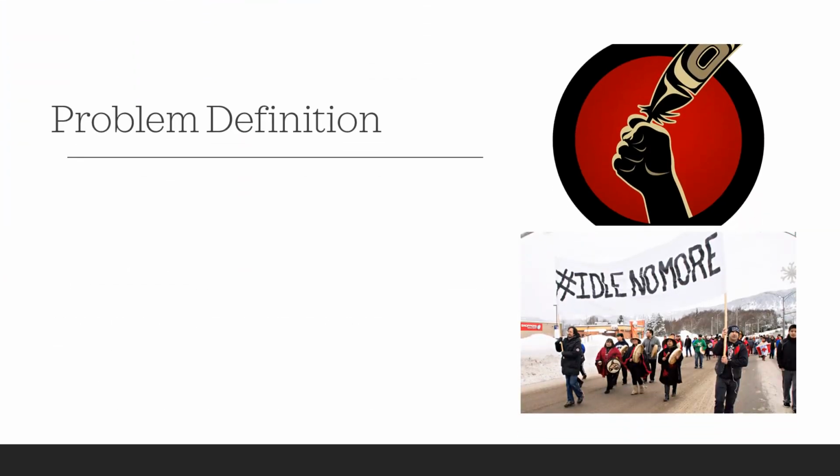Next is the problem definition. One specific policy that has always been a forefront concern for Indigenous groups is the recognition of Indigenous inherent right to the land. The current policy in place to address these concerns is the comprehensive and specific land claims process.